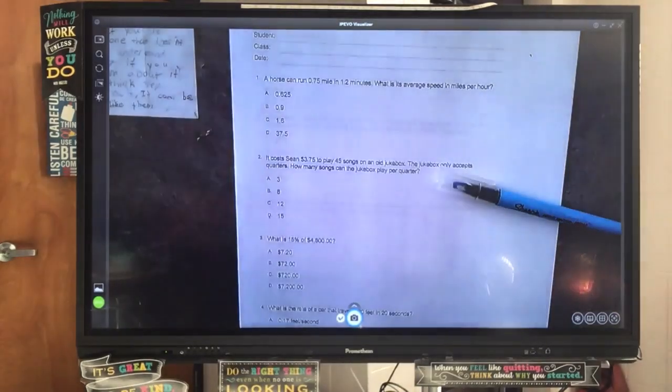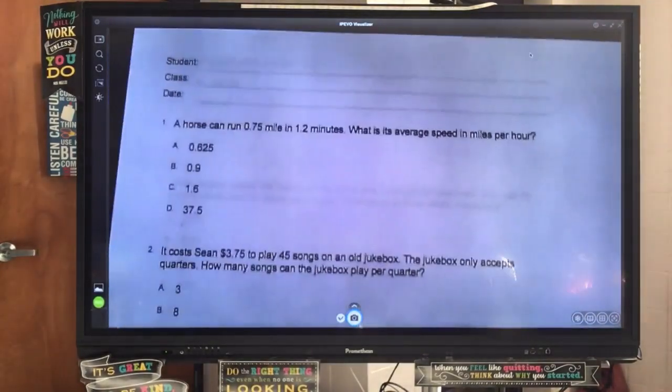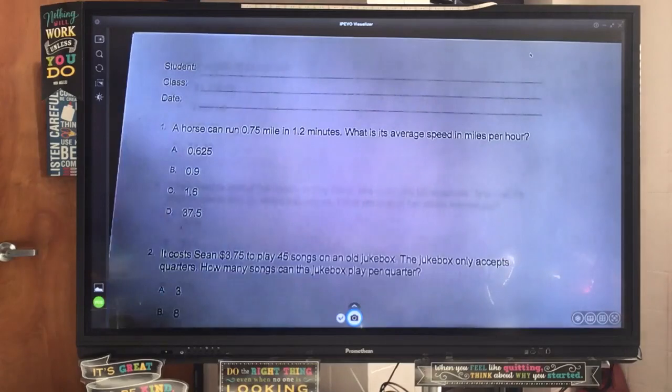Question number 1. Alright, so it says a horse can run 75/100ths of a mile in 1.2 minutes. What is its average speed in miles per hour? So what is important in this question?